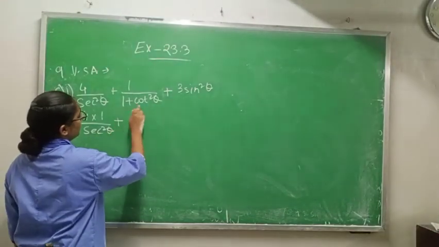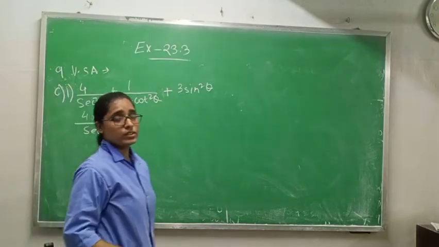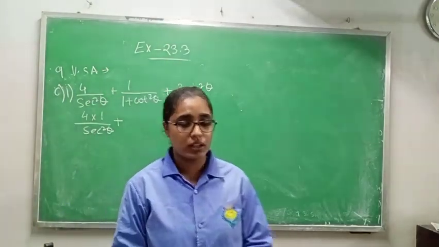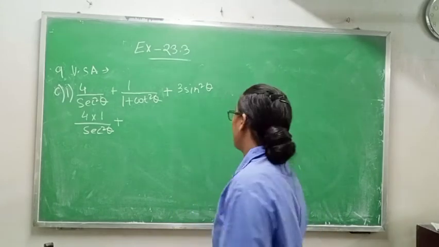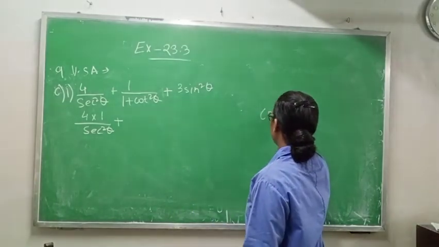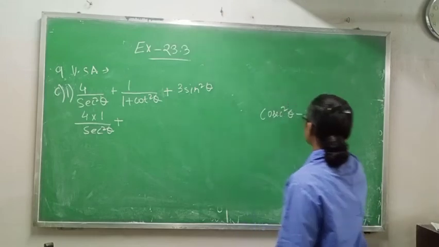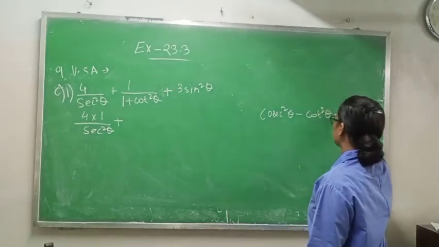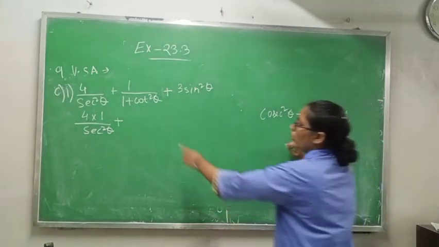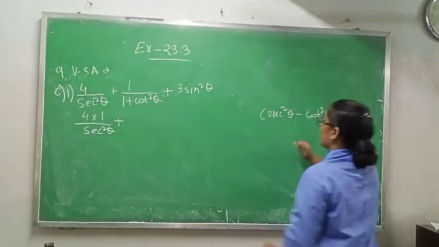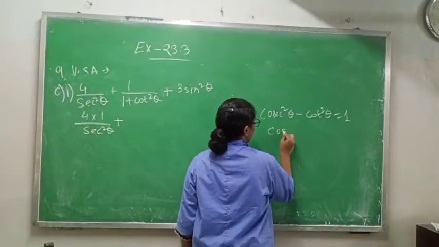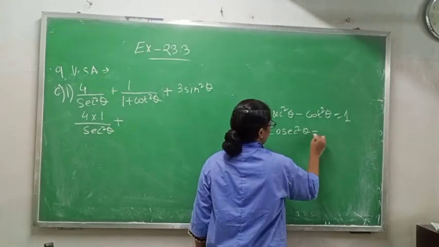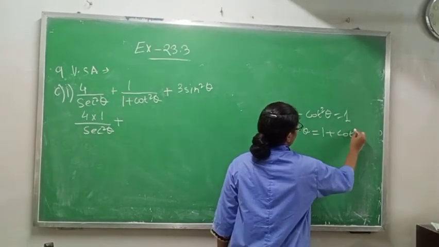Now this one, 1 plus cot square theta. You know there is a relationship between cot and cosec. That cosec square theta minus cot square theta equals 1. Cosec square theta minus cot square theta equals 1. Now you want 1 plus cot square theta. So you will take minus cot square theta that side. It will become cosec square theta equals 1 plus cot square theta.